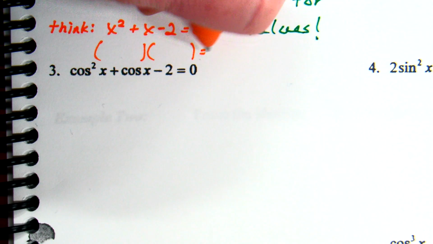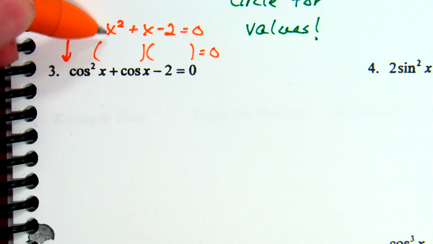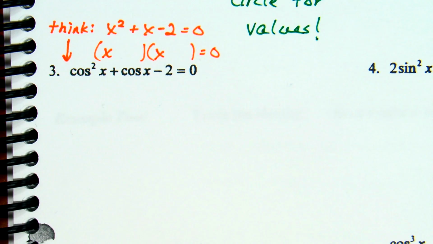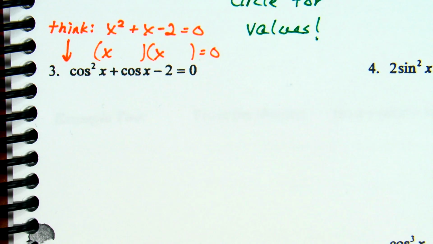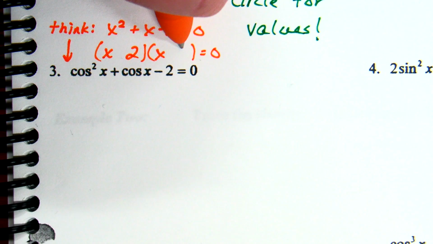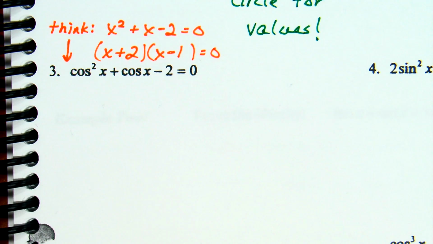What does x squared break down into? x and x. What multiplies to be negative 2 and adds to be 1? It'd be positive 2, negative 1. And then you solve those. You know how to solve those, right? You would set each equal to 0.